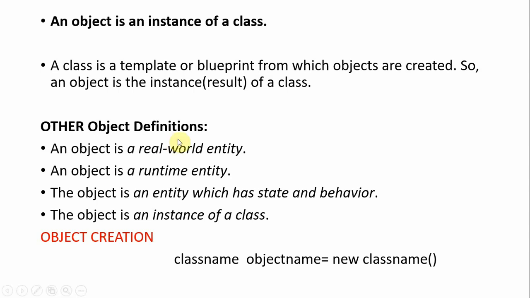The next one: an object is an entity which has a state and behavior, as we just discussed. An object is an instance of a class. An object is nothing but just like a key to the class. If you take a class as a locker, to access the things in the locker we need a key, right? So an object is nothing but an instance of a class. So how do we create an object in Java?